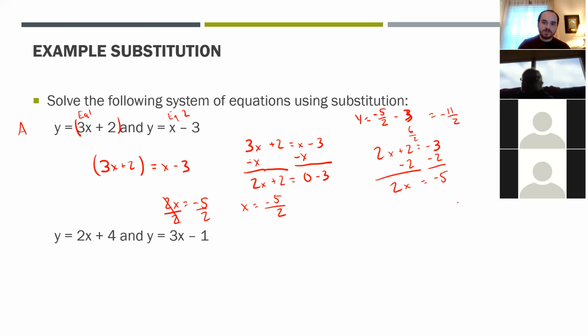So the answer to our system of equations, our x value is negative 5 over 2. Our y value is negative 11 over 2. And that is our point.